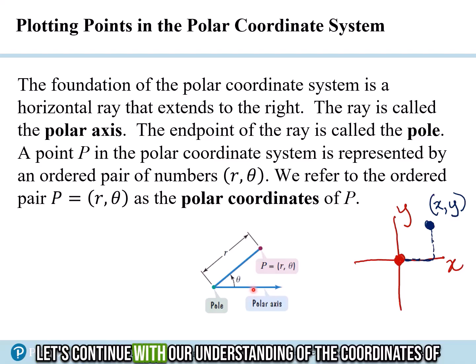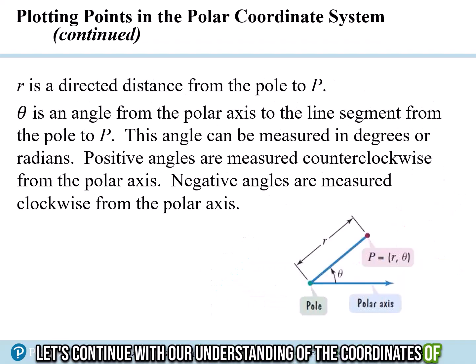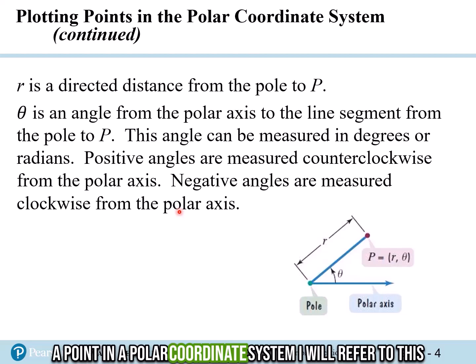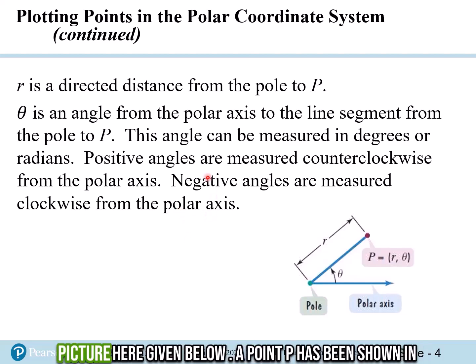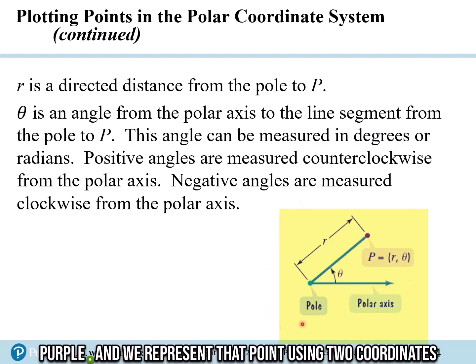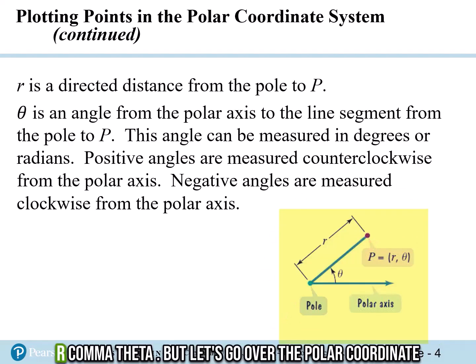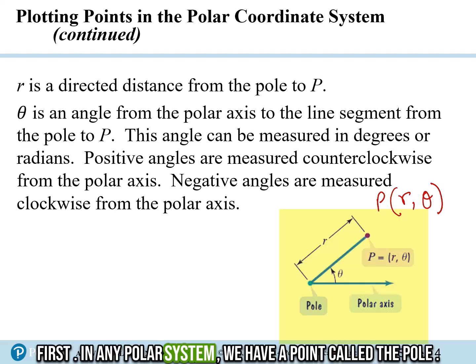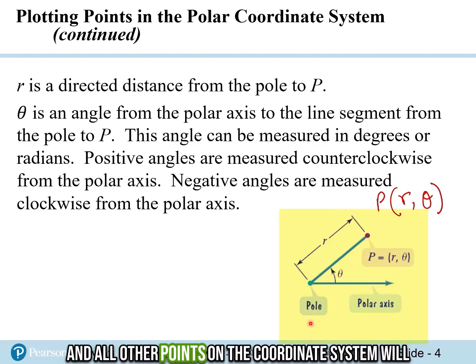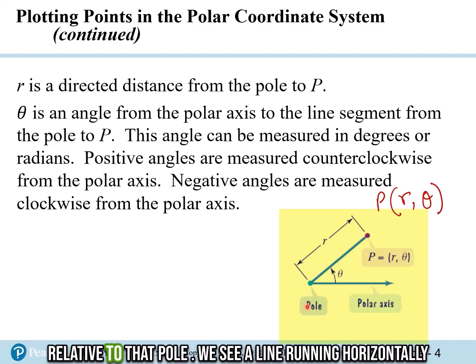Let's continue with our understanding of the coordinates of a point in a polar coordinate system. I will refer to this picture here given below. A point P has been shown in purple, and we represent that point using two coordinates (r, theta). But let's go over the polar coordinate first. In any polar system, we have a point called a pole, and all other points on the coordinate system will be referenced relative to that pole.